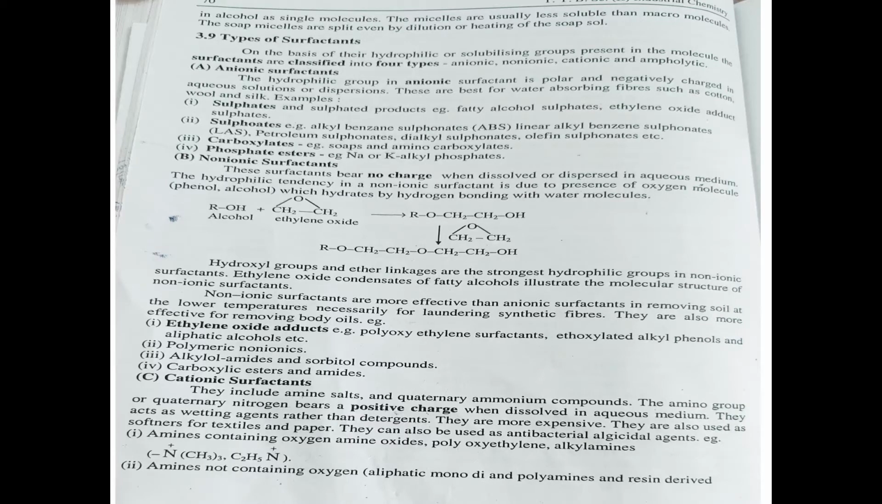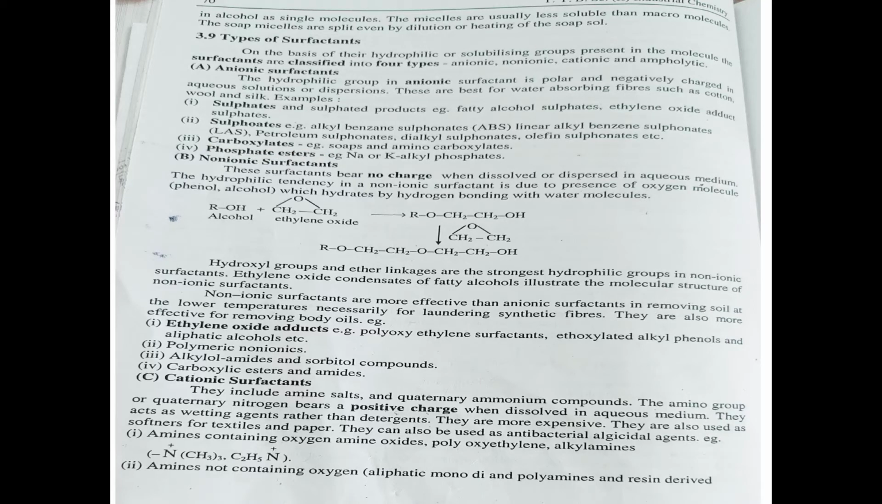For example, sulfates and sulfate products, for example fatty alcohol sulfates and ethylene oxide adduct sulfates. Second example is sulfonates, for example alkyl benzene sulfonate, then linear alkyl benzene sulfonate, that is LAS, then petroleum sulfonates, dialkyl sulfonates etc. Then carboxylates, for example soap and amino carboxylate. Fourth one is phosphate ester, for example sodium or potassium alkyl phosphate.